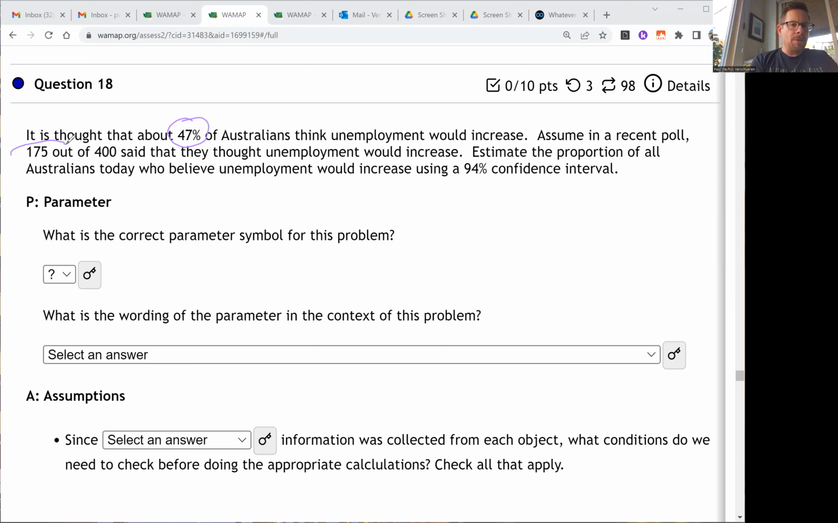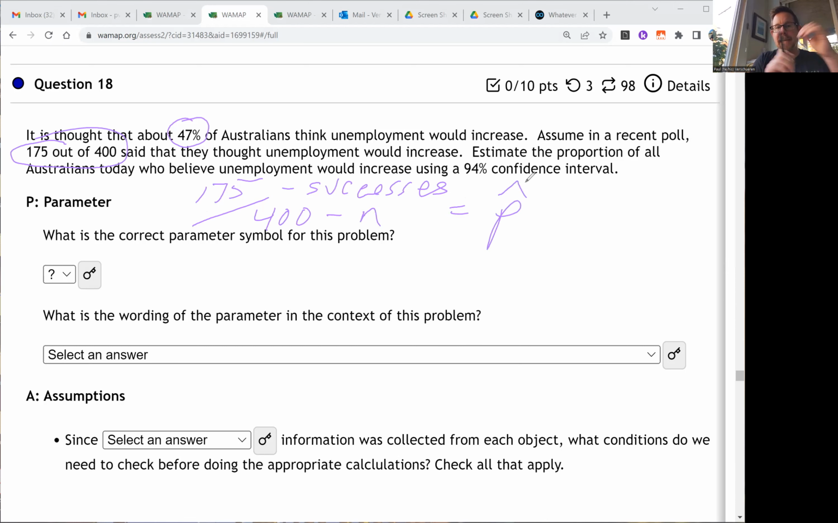In this number right here, we have 175 out of 400. First of all, that 175 would be the number of successes. That many people thought it would increase. Since we're looking at the number that think it will increase, that would be the number of successes. Then divide that by 400, which is the sample size, or n, and it would give you the sample proportion. So out of the sample of 400.